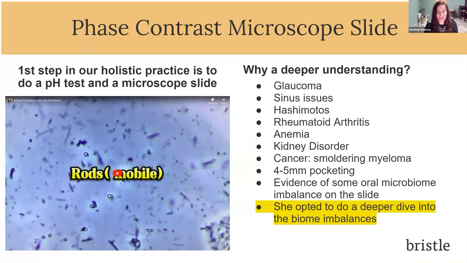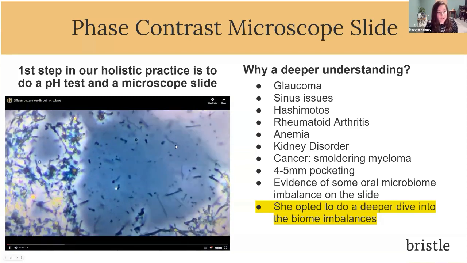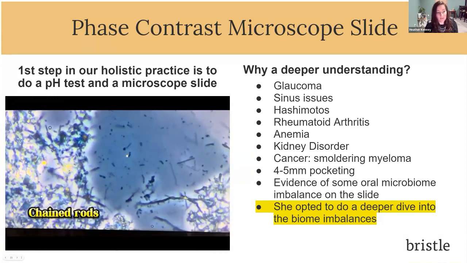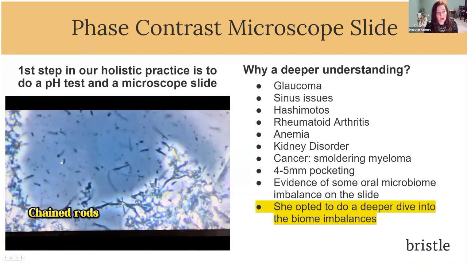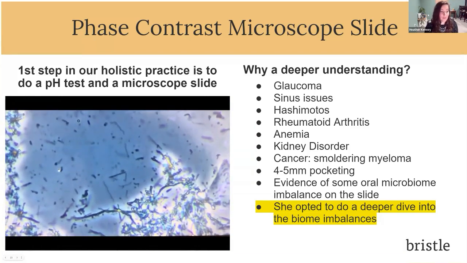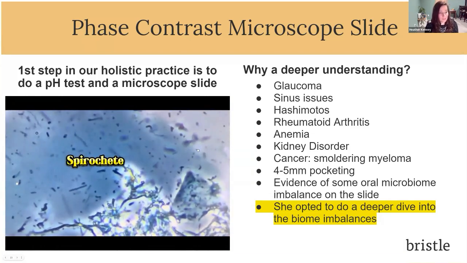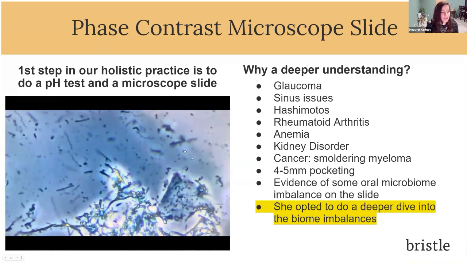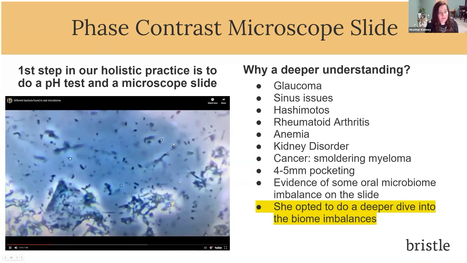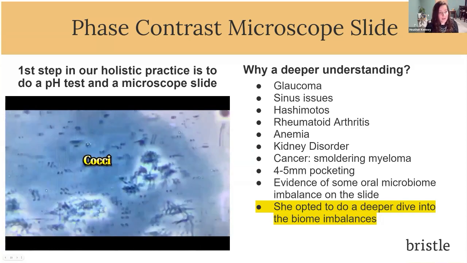This was her slide. So in my office, the first thing we did was take a pH test, and then we do a slide on every single patient. So this was her slide. This was a little bit concerning. We have definite some spirochetes in there. I know spirochetes, usually T. denticola, can be tied to Alzheimer's disease and some other highly inflammatory processes in the body.